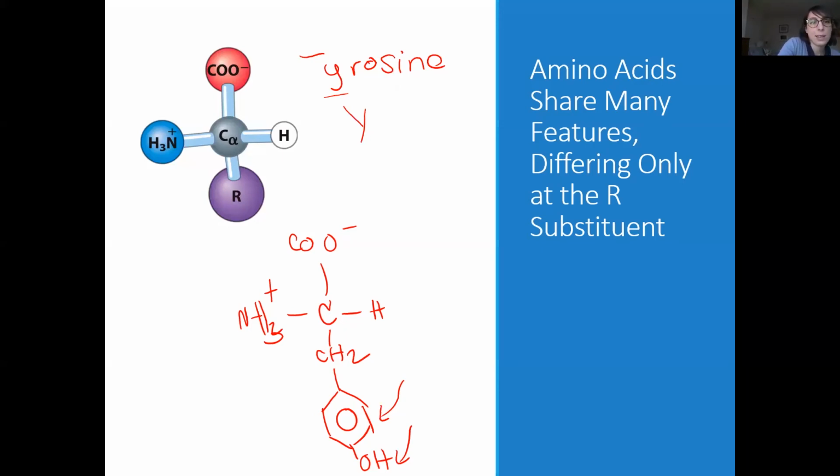Okay. Next up is serine. And serine is the simplest of the polar amino acids. It's a CH2 with an OH group on it. This is serine, and its one-letter code is simply an S.